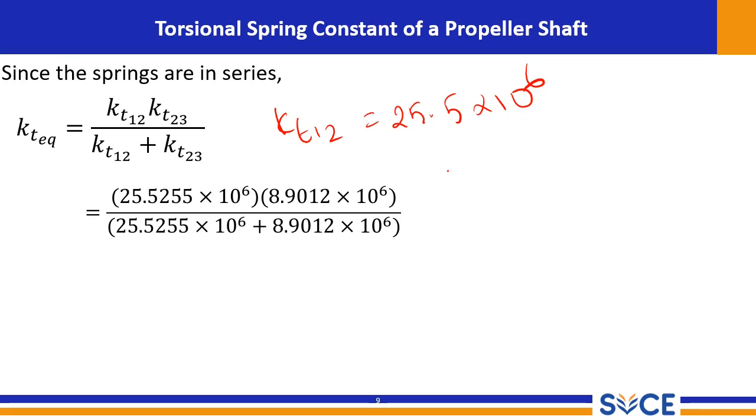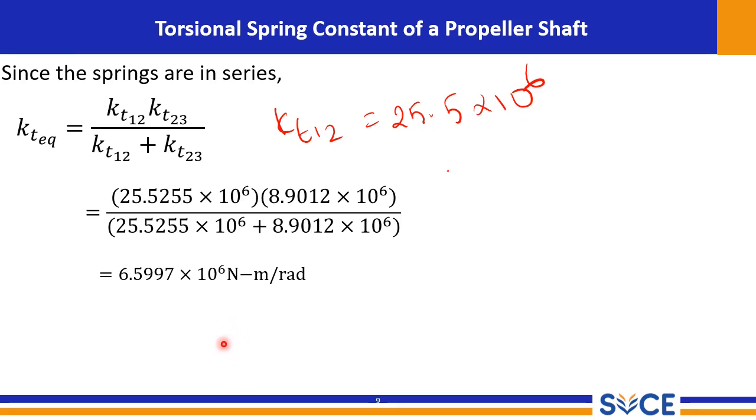the equivalent torsional stiffness of the propeller shaft. Performing this calculation, we find that the equivalent torsional spring constant K_T equivalent is approximately 6.5997 times 10 to the power of 6 Newton meters per radian. This value is the equivalent value, which represents the overall torsional stiffness of the entire propeller shaft.